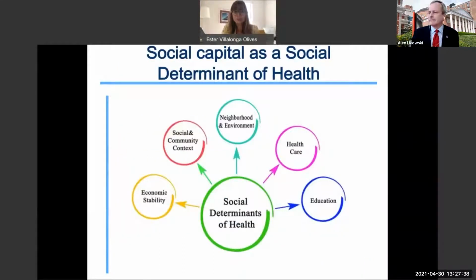Social capital is a determinant of health, a social determinant of health. And here you have in red that as part of the social determinants of health, we have social and community context, and social capital plays a role here. It's one of the factors that are part of social and community context. The social determinants of health are the circumstances in which people are born, grow up, live, work, and age, and the systems put in place to deal with illness. Social relationships at any level can be invested in and form capital that may harvest returns in the future, especially regarding health outcomes.